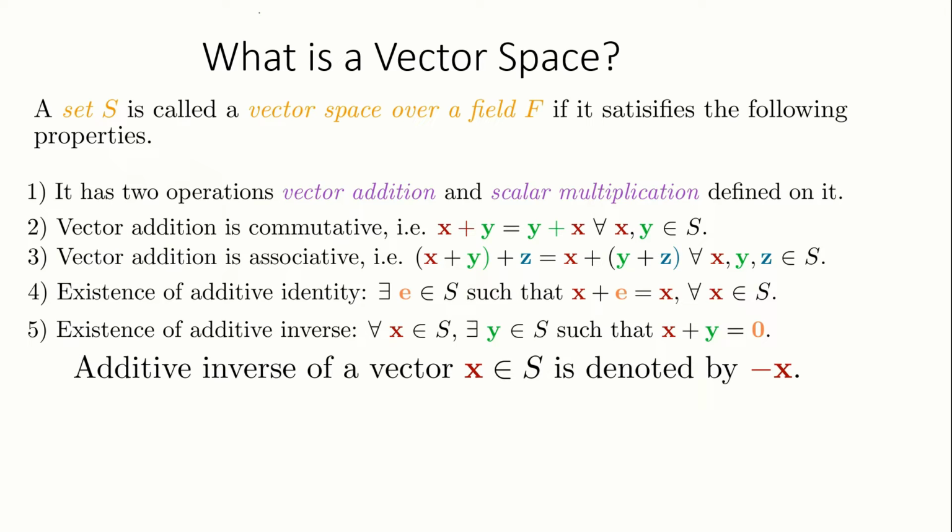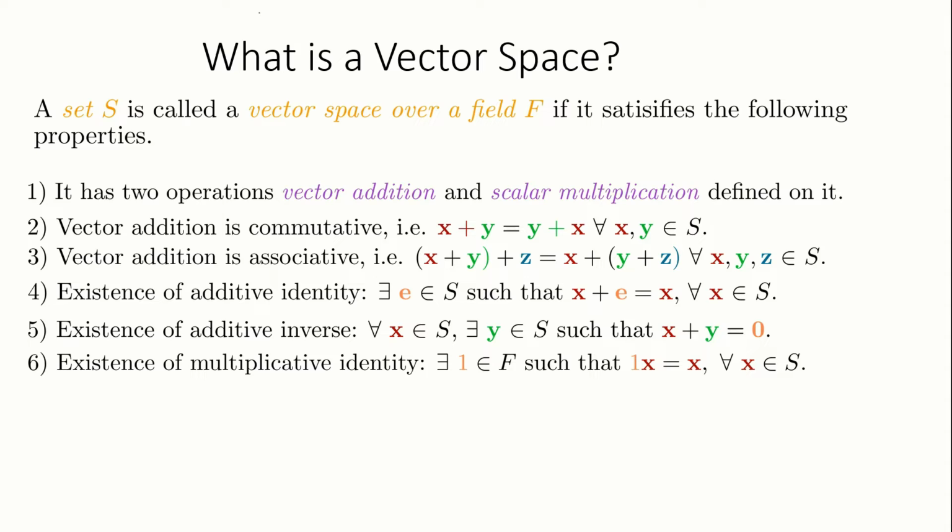Additive inverse of an element x is denoted by x with a negative sign. Do not confuse this with multiplying x with -1. It is just a matter of representing additive inverse with a negative sign.